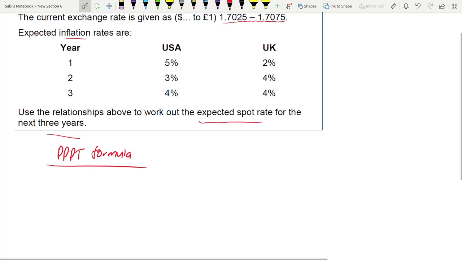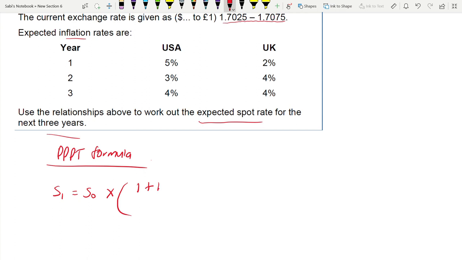Okay, and the formula is expected spot rate, that is S1, equal to your current spot rate that will be given to you, multiply by, remember this always, 1 plus h, that is inflation, of C, the counter currency, which is always in the numerator, and in the denominator we have inflation of the base currency, that is B. But you need to understand which country is base and which country is counter, UK or US, because without that you will not be able to do this.